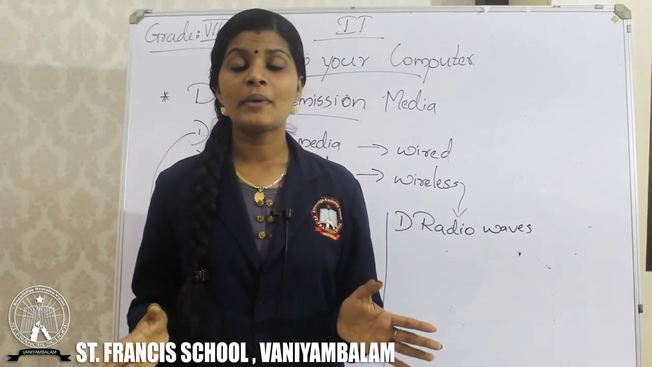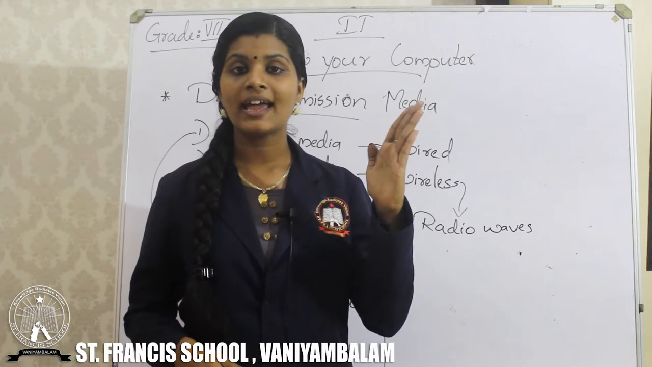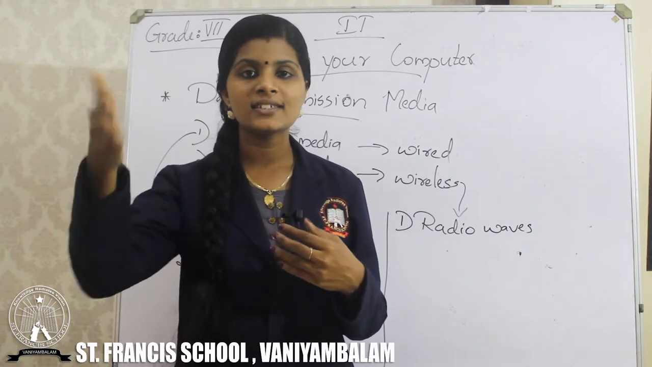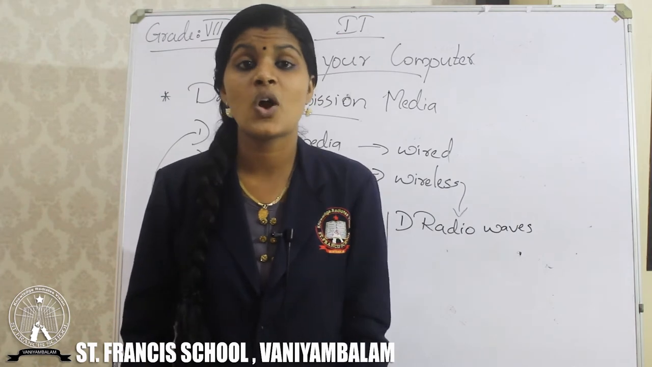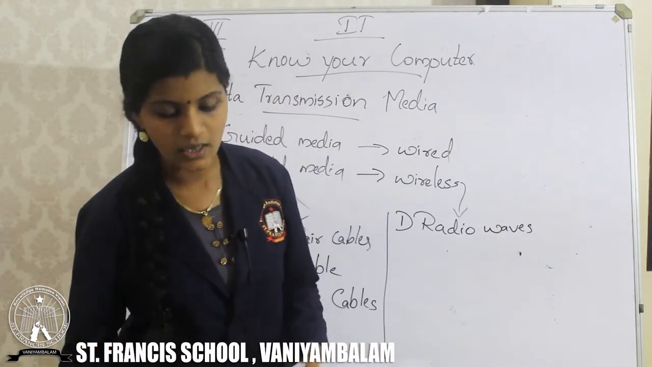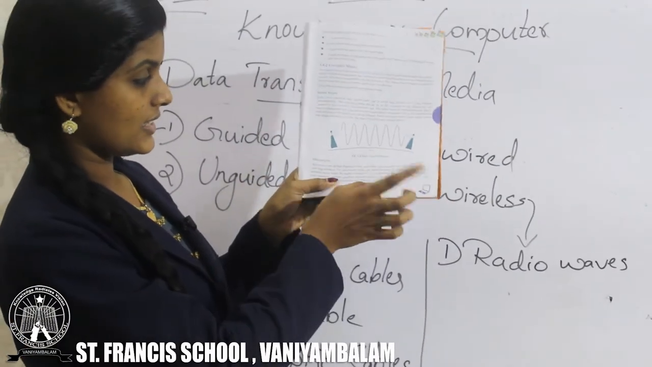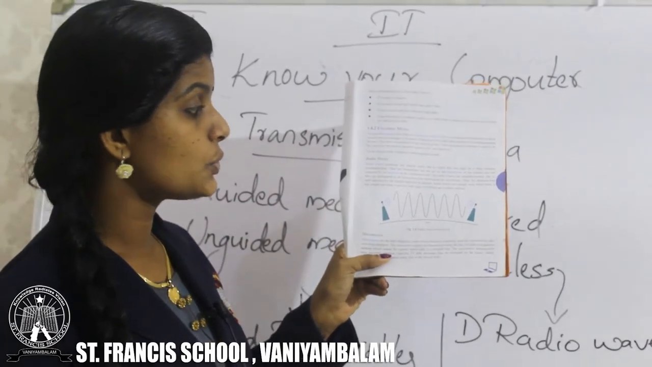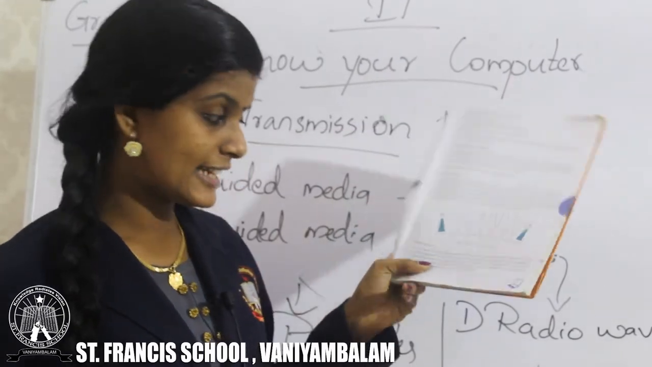Once again, radio waves means there are no special cables; it is passed wirelessly. One transmitter and many receivers will be there. The transmitter will send the data and the receivers will receive it. That is known as radio waves. The best example is radio, FM and all. You can see here, it is transmitting and the receiver is receiving that. Waves are passing from the sender to the receiver. I hope it is clear for you.